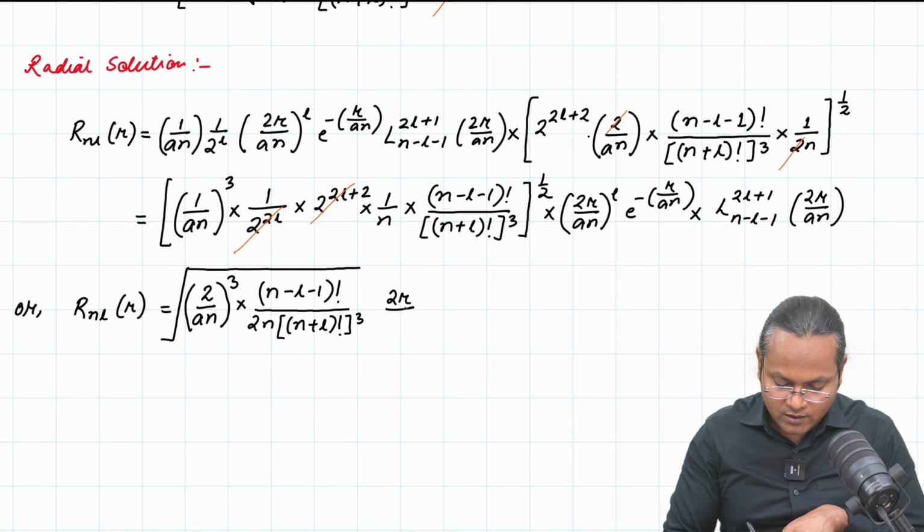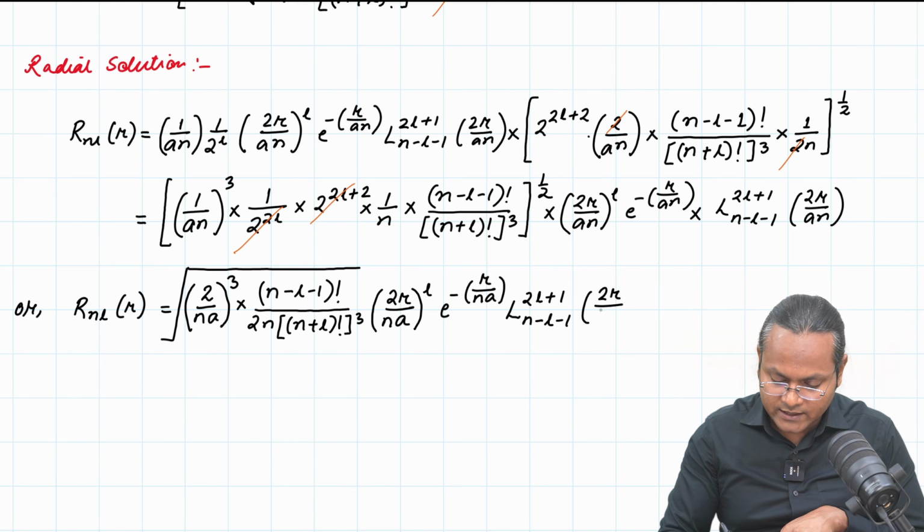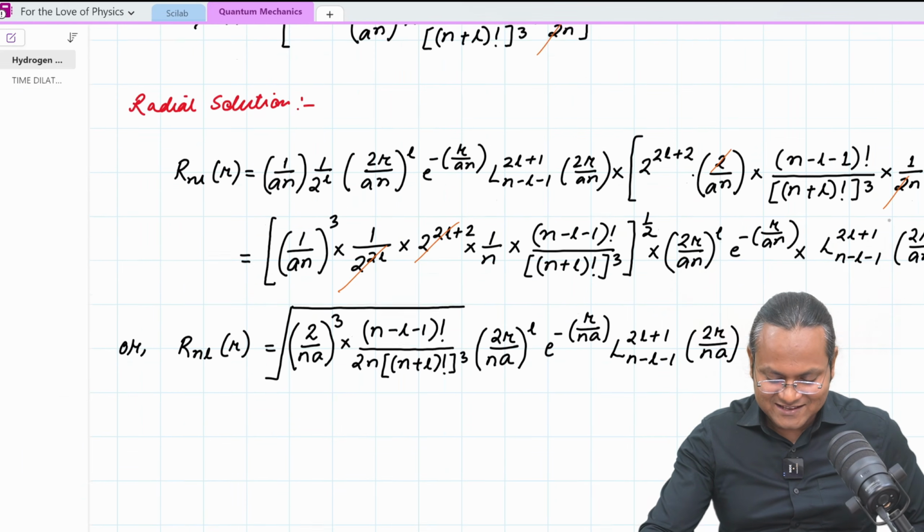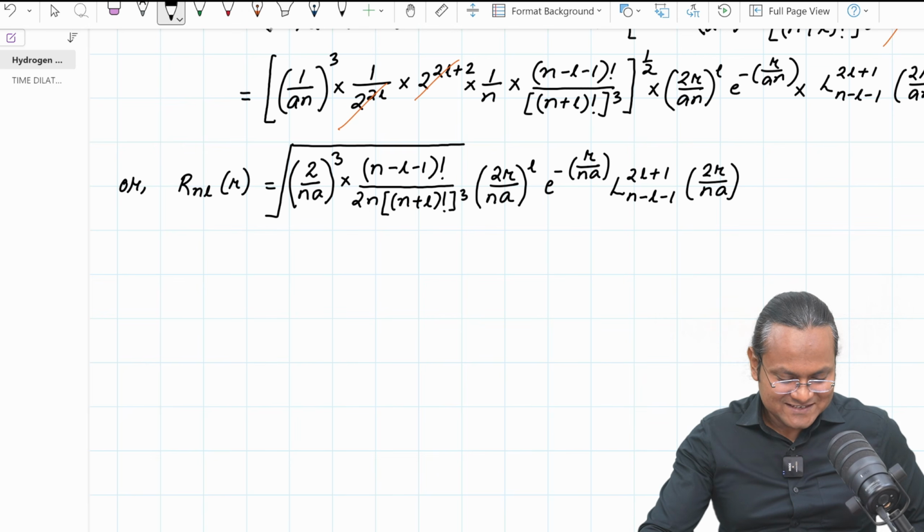And then the functions begin: 2r upon a_n, or you can write na. Okay, n is the quantum number, so let's write that first, na, and here also you have (2r upon na) to the power l, e to the power minus r upon na, times the Laguerre polynomials with indices n minus l minus 1 and 2l plus 1, of 2r upon na. That is it. This is the radial solution, guys. This is the radial solution.